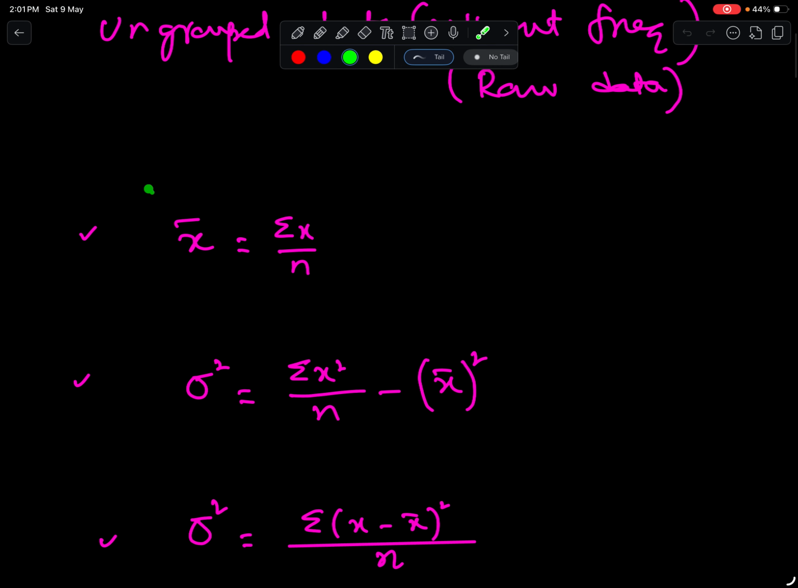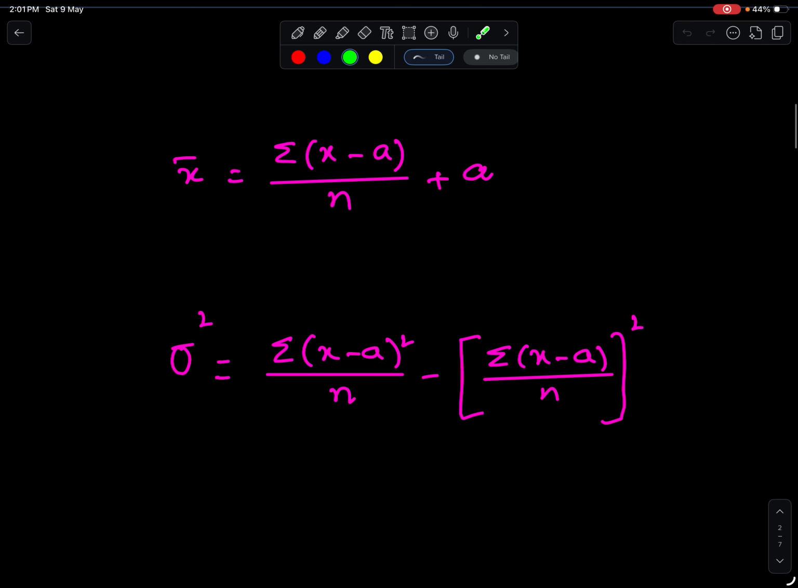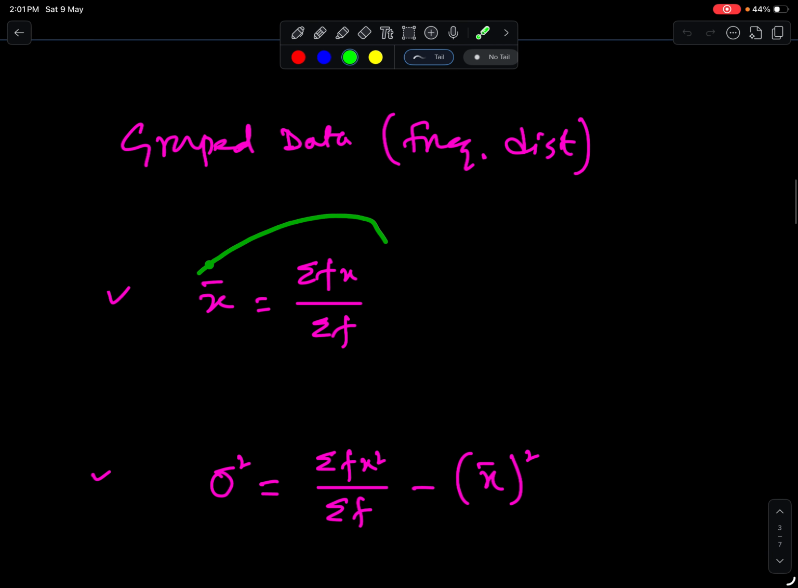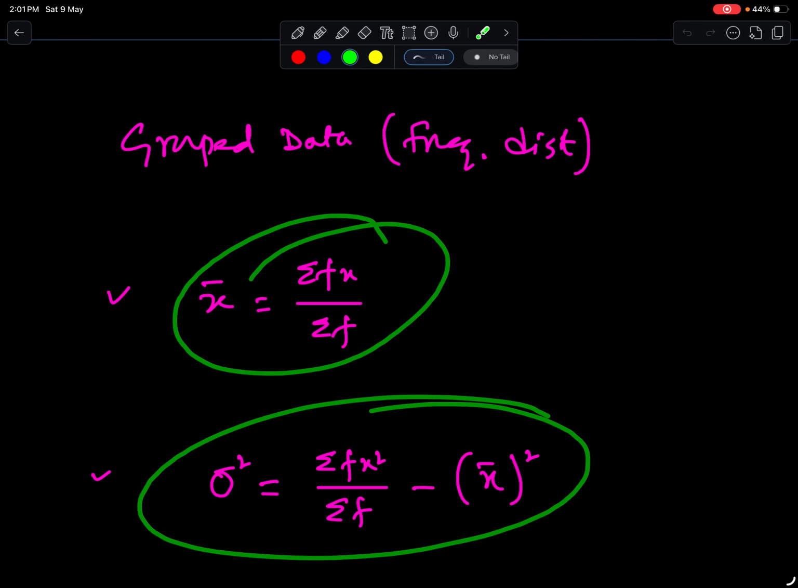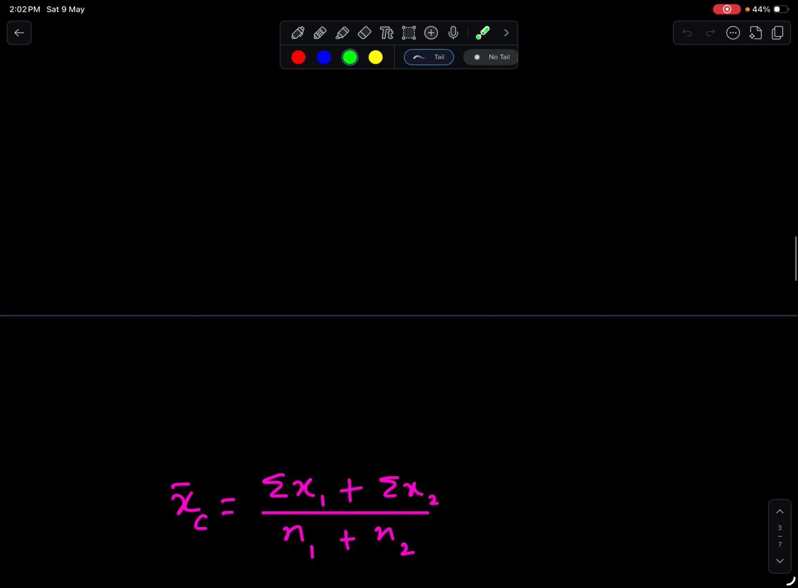For that, mean is sigma x over n. This is variance. All these formulas are given in MF19. And this is assumed mean. You have to learn these formulas. Sigma x minus a over n, this a is here. Sigma x minus a whole square upon n, and only this thing is here, not a. Grouped data, this formula and this formula both are given. Sigma fx square over sigma f.